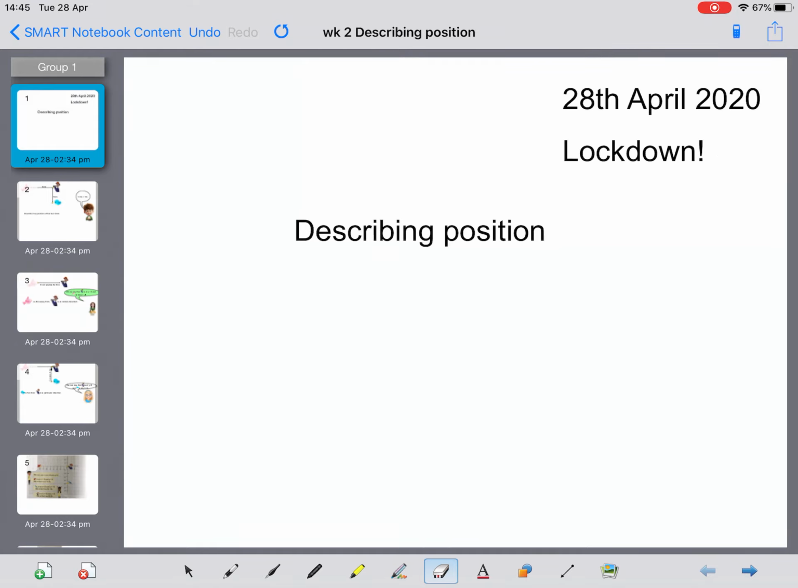We're still in lockdown, and today we're going to be looking at describing position. It's another short lesson, you'll be very pleased to know. And describing position is all about coordinates. So you need to dredge up your knowledge of coordinates from year 4 and 5, because that's what we're going to be looking at.